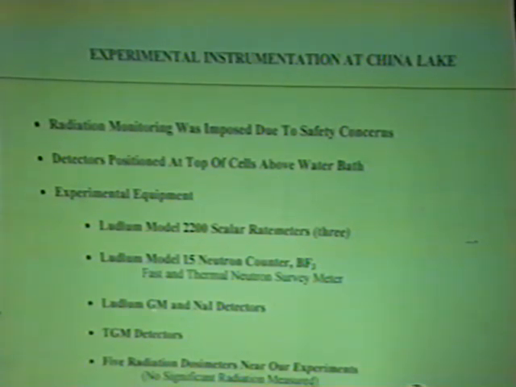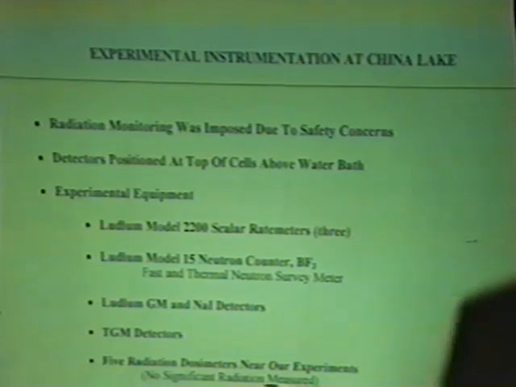We used Ludlam GM Geiger Muller counters and sodium iodide detectors, and also detectors from a different company called TGM. So we used Geiger Muller detectors from Ludlam and also from another company. And we got anomalous counts with both types of detectors. Then, as I mentioned, we had radiation dosimeters at different positions away from our experiments, assisted by the safety officer.